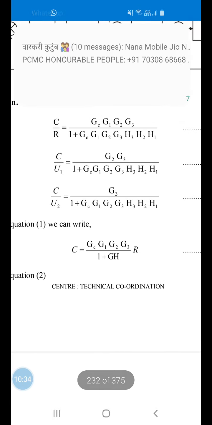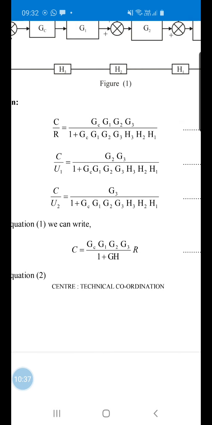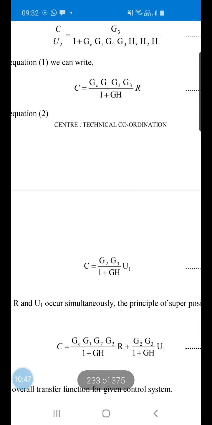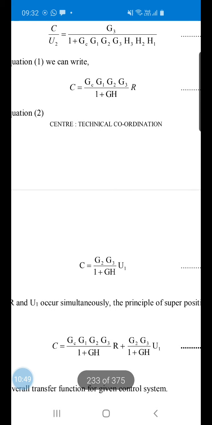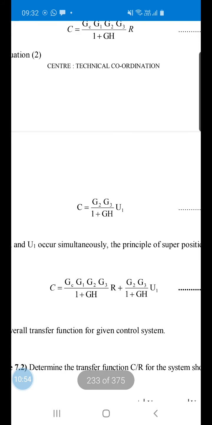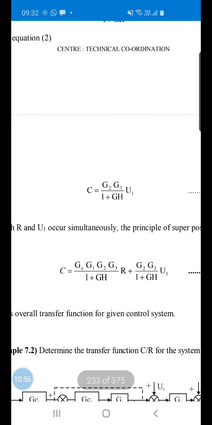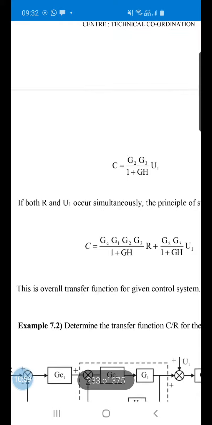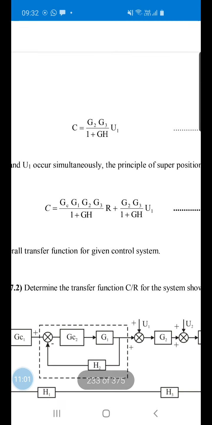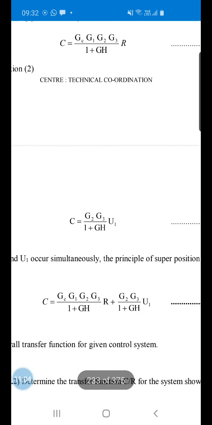So what you can write? From the first equation, C is equal to GC G1 G2 G3 upon 1 plus G into H, where G is the product of all G and H is the product of all H, into R. What will be C by U1? It will be G2 G3 upon 1 plus GH into U1. If they have asked you to combine both effects together, if R and U occur simultaneously, then you can just add the two equations. C is equal to this product into R plus this product into U1.